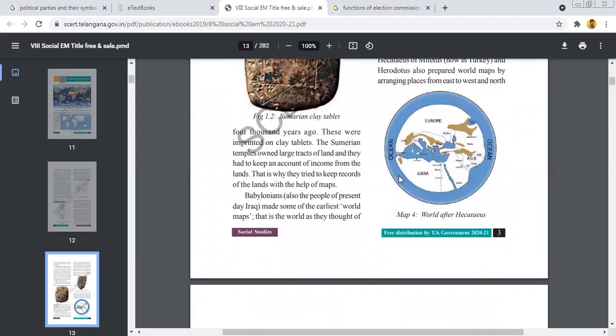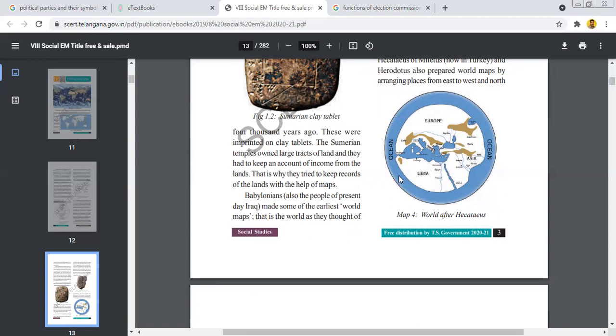At the same time, Chinese also prepared the world map. Okay, they also showed China in the middle of the world, and they thought that the total world was surrounded by water. Okay, and they showed Eurasian countries properly. Eurasia means Europe and Asia.